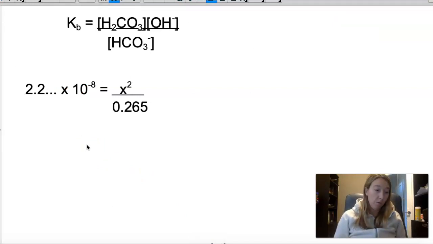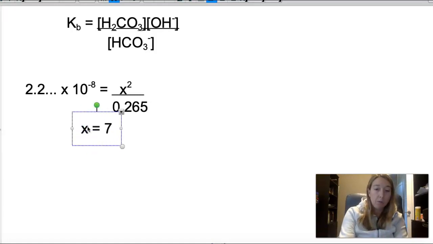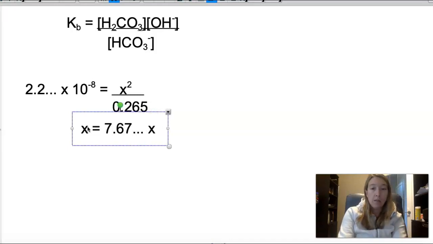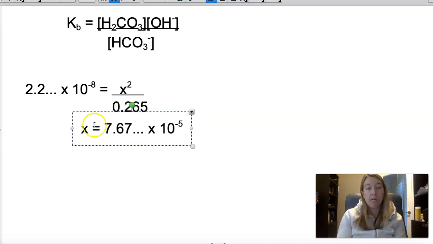Okay, so figure out what we get for x. That was not the right button. I hit sign. Okay, so we have our 2.22222 times 10 to the negative 8. We're then going to times by 0.265 and get the square root of our answer. And we're going to come up with x is equal to 7.67 times 10 to the negative 5.